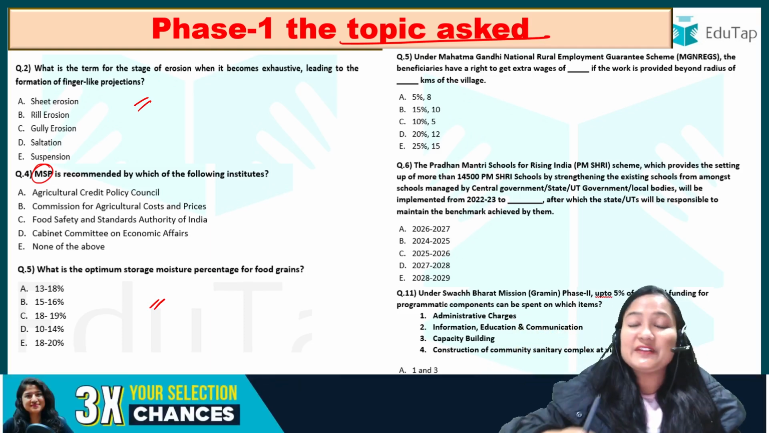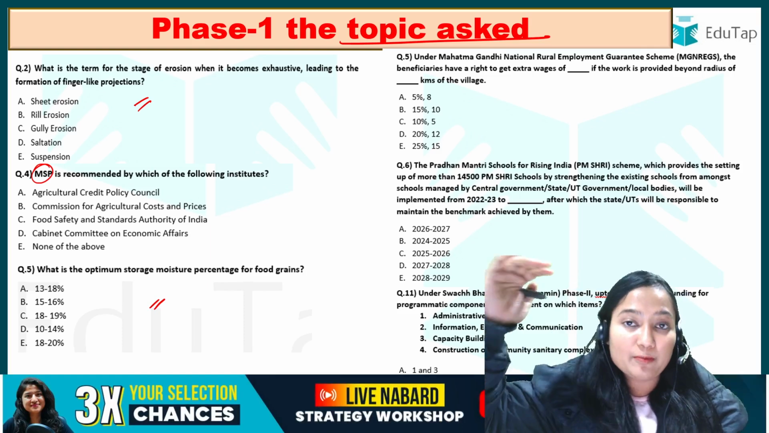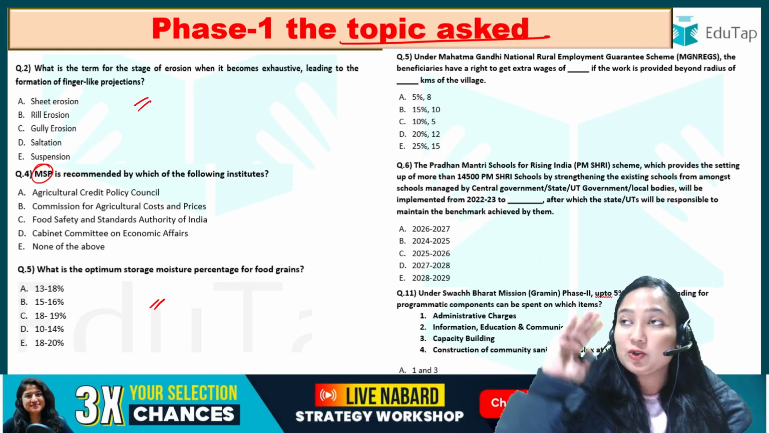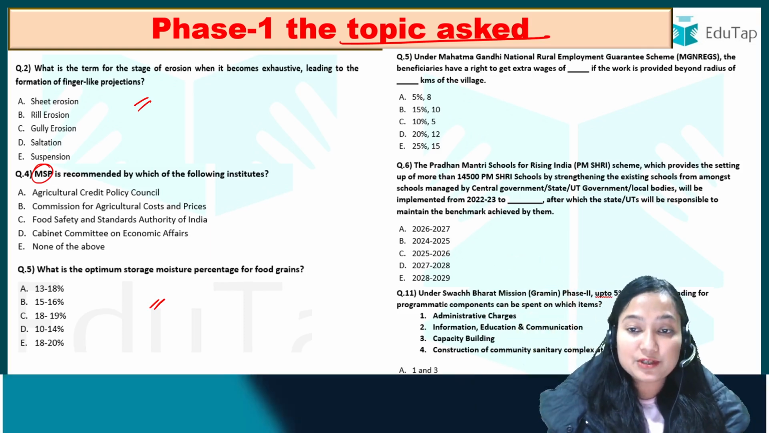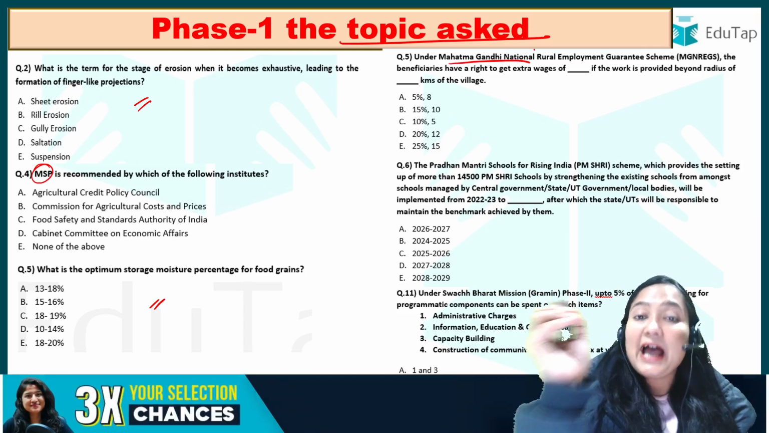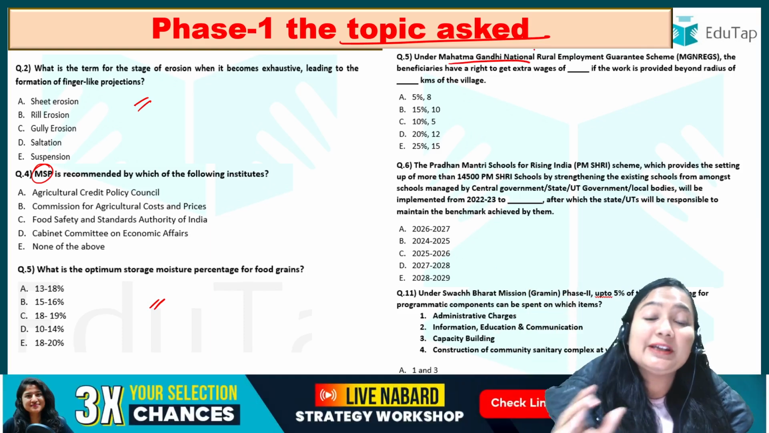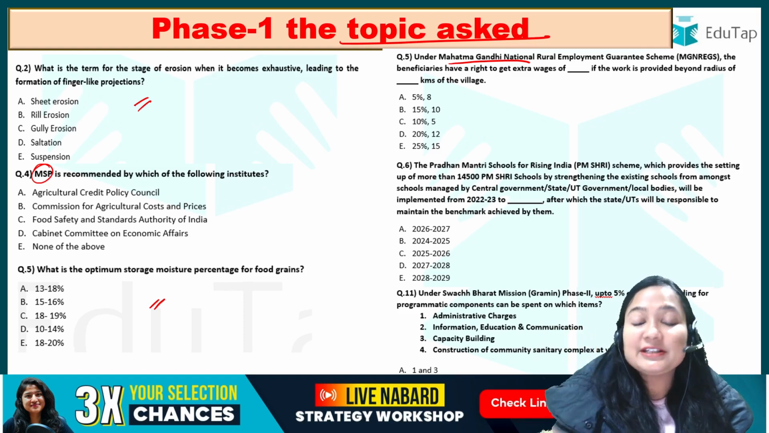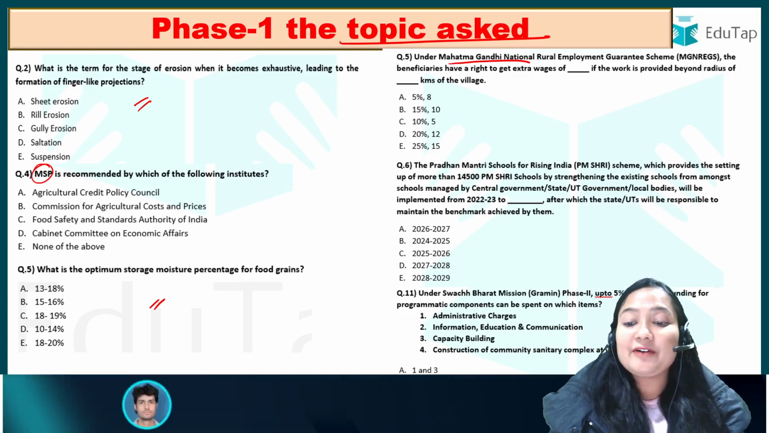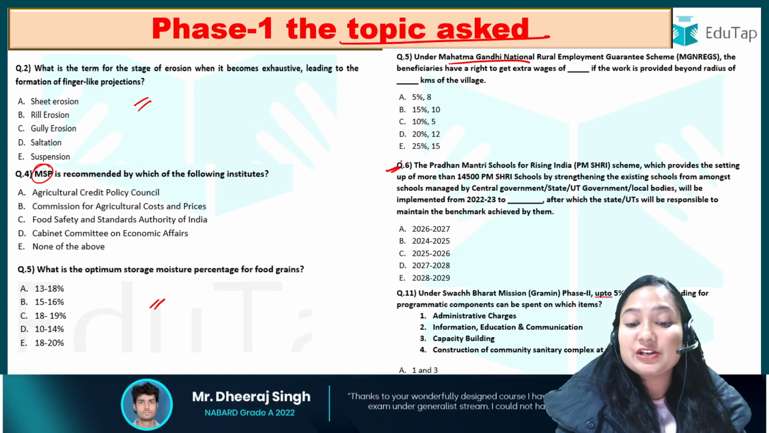The combination of that means the scheme will become utmost important. Priority should be given to the schemes that are recently in news. So we have seen MGNREGA. Every year at least 1 to 3 questions have been asked from MGNREGA, and this year also the question was asked. Similarly, if I talk about the scheme in news, so PM SHRI, the question was there.